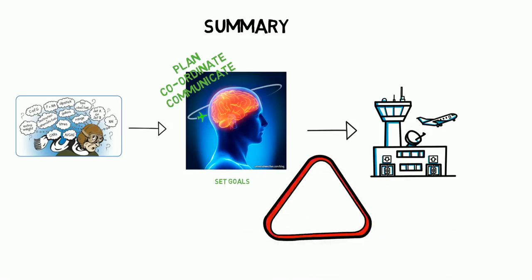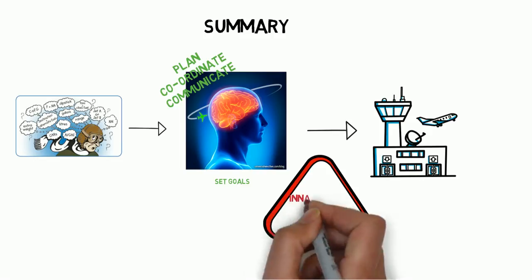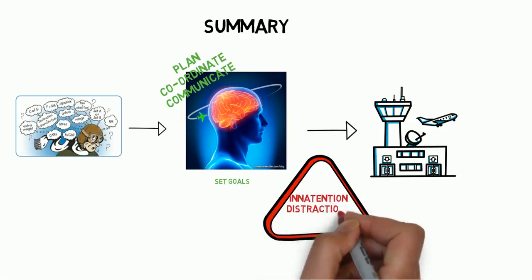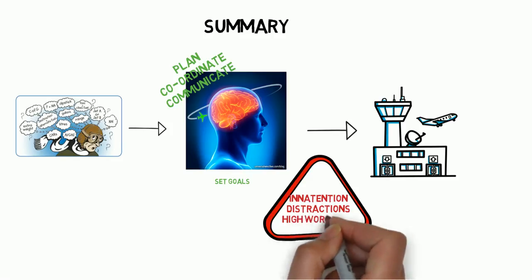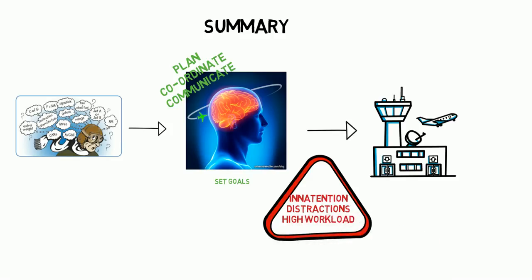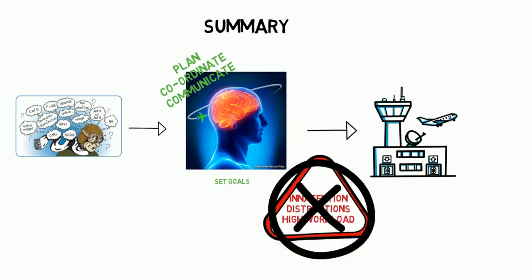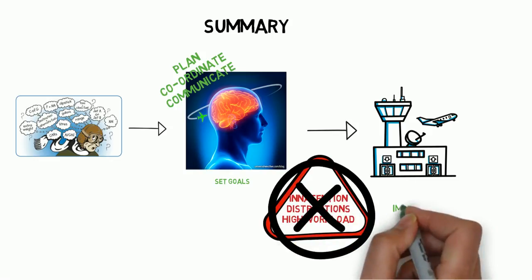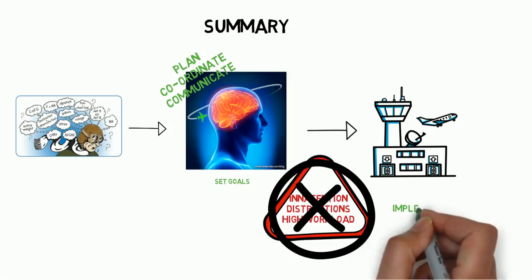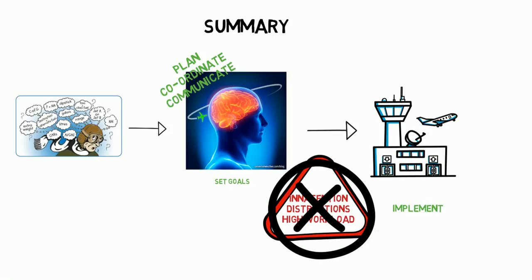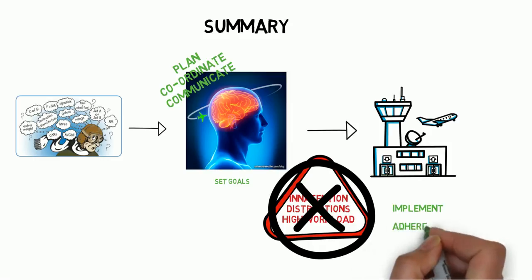Loss of situational awareness is due to inattention, distraction, and high workload. But this can all be avoided. We can avoid this by implementing regulations, adhering to the regulations, and then following them.